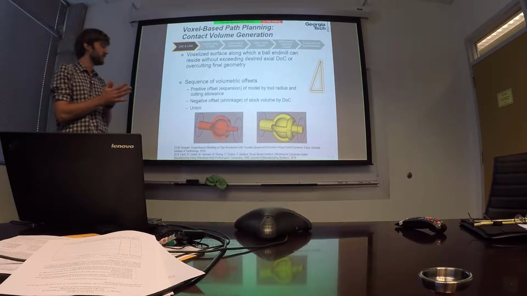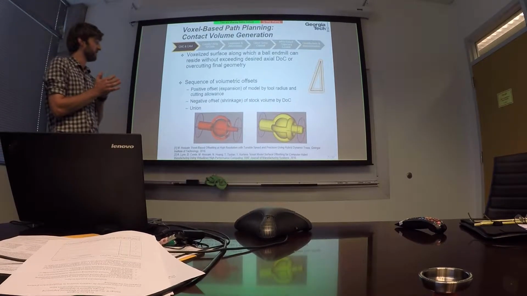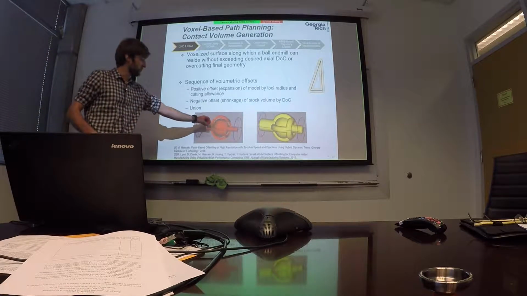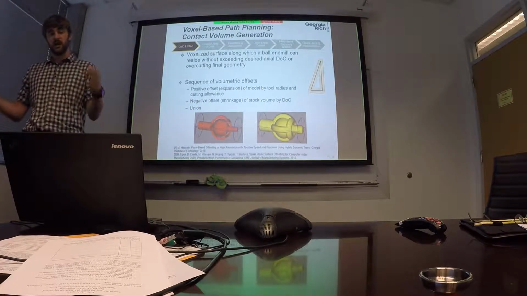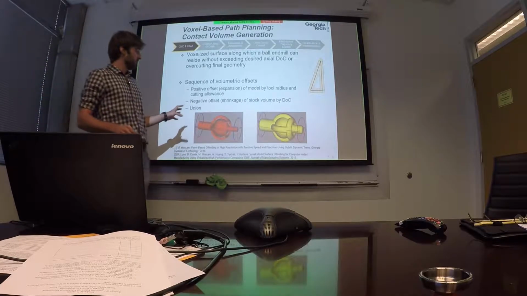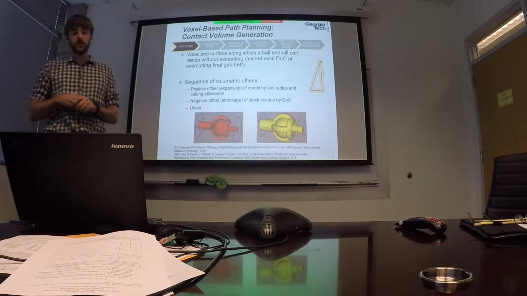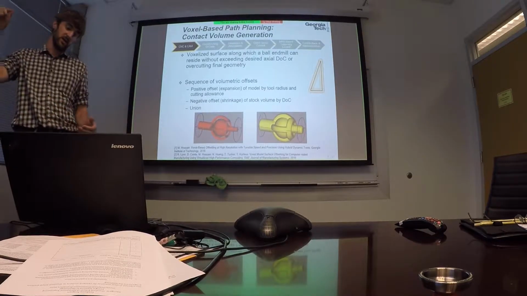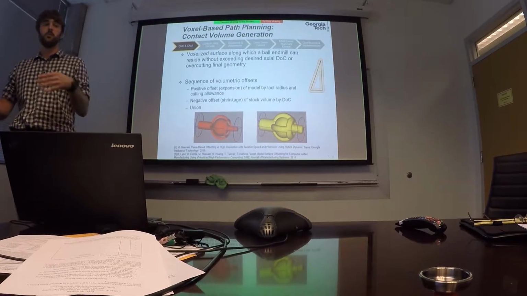It is a Boolean union of a positive offset or expansion of the part model by the tool radius and cutting allowance. So first we expand the part model by the tool radius and cutting allowance, where the cutting allowance is some extra material we want left over in the end. We then Boolean that with a negative offset or shrinkage of the stock volume by the axial depth of cut, where the axial depth of cut is along the tool axis, how deeply it is cutting. When we union those together, we get the contact volume.